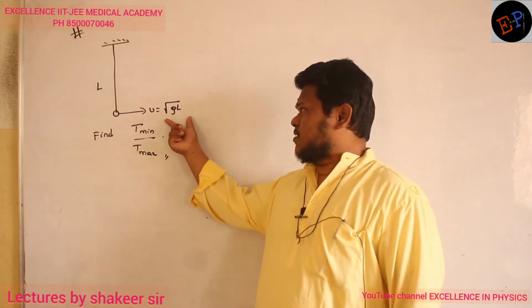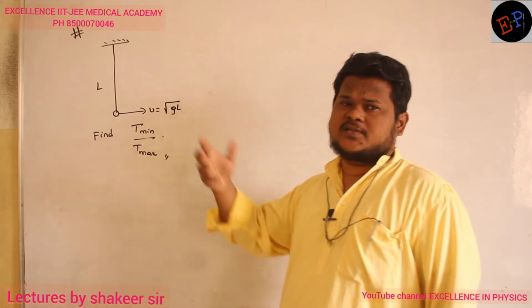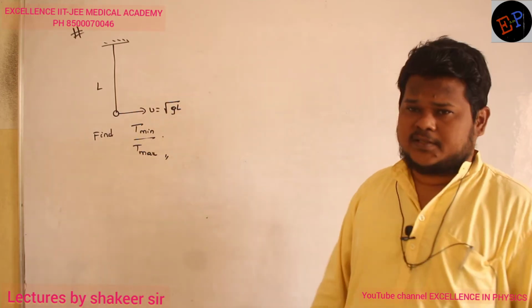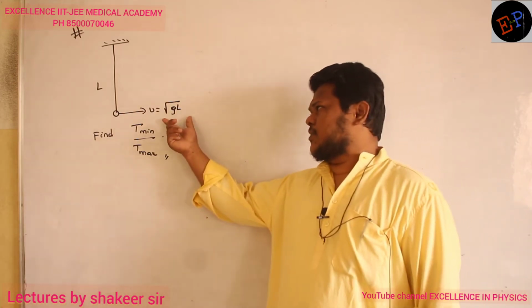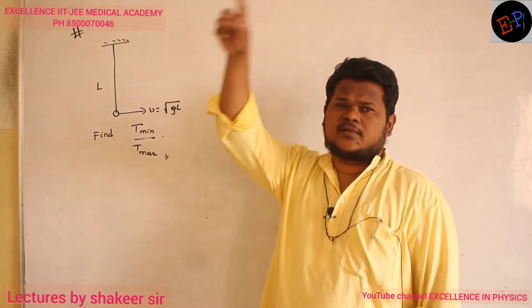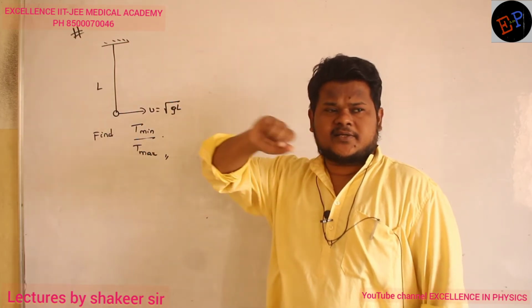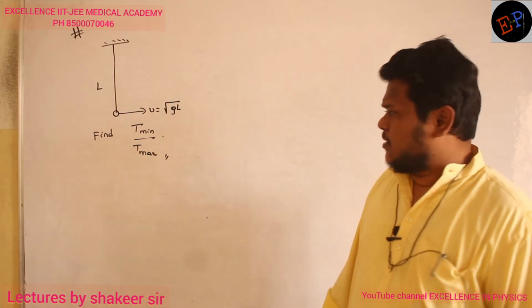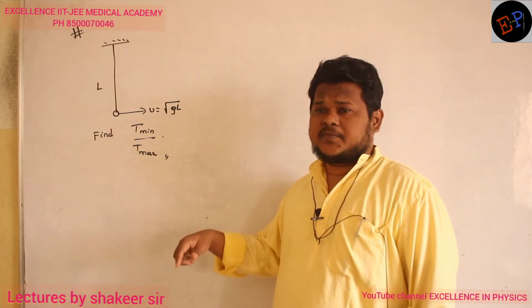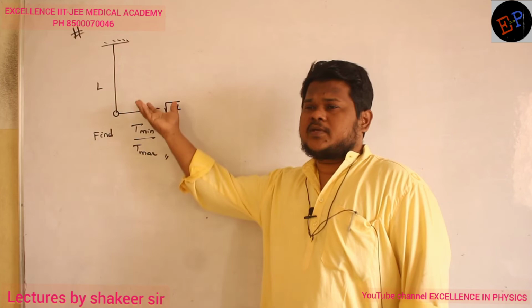But the body can reach the highest position only if it is given a velocity of root 5gl. Clear, no? Only if I give a velocity of root 5gl can the body reach the topmost position, and there the tension will become 0. Already we have studied, no? And tension will be maximum in which condition? Tension will be maximum at the lowest position.